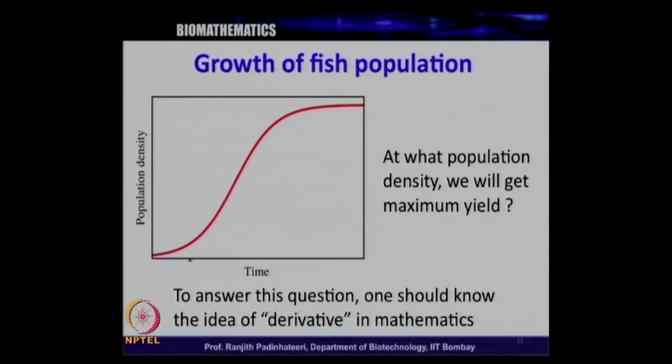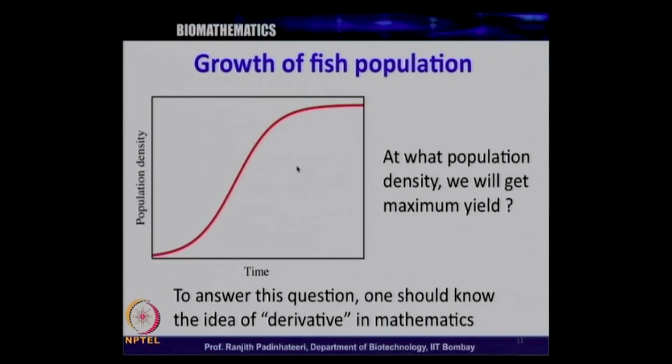So at the early time you have very small population density, and the population density increases, and as the time goes it reaches a maximal value and kind of saturates here. So this is a typical growth curve which is applicable for many different kinds of phenomena, including bacterial colony, yeast cell division, and so on and so forth.